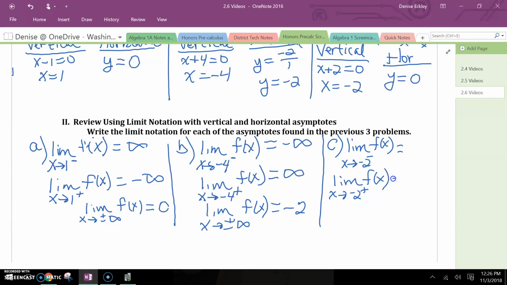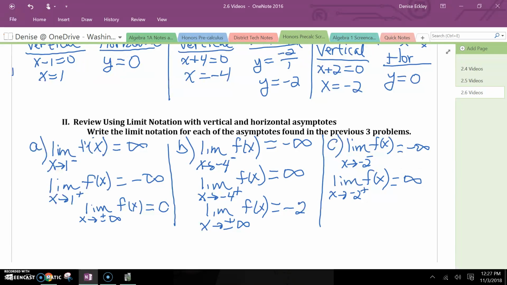And I did the same thing I did before. I'm not going to show you in the calculator, but I put -2.01 in, and I got a negative number. So that is headed to -infinity. And then I put -1.99 in the calculator because that's a little to the right of -2. And I got a positive number. So that means the limit as we approach -2 from the right is going to be positive infinity.